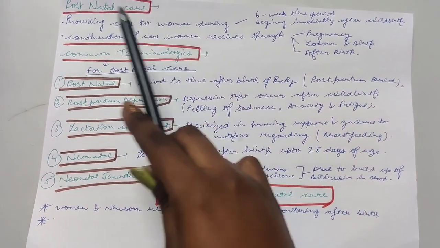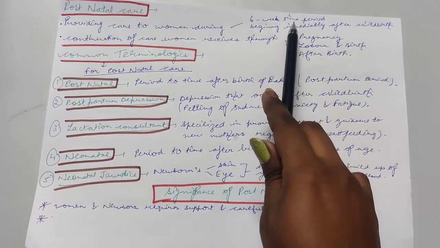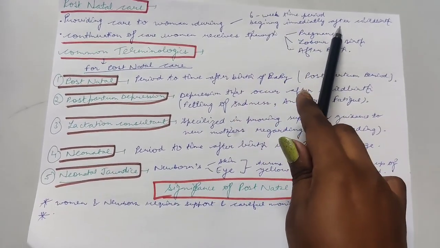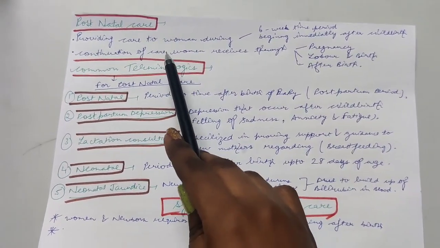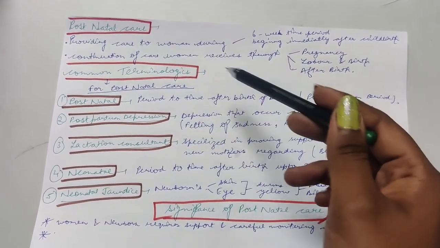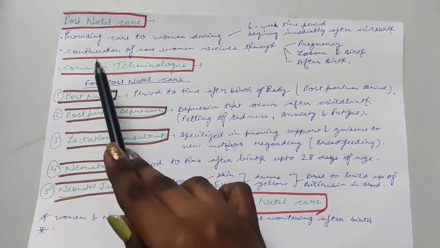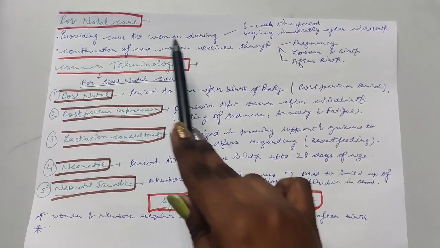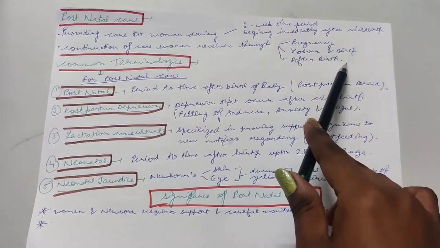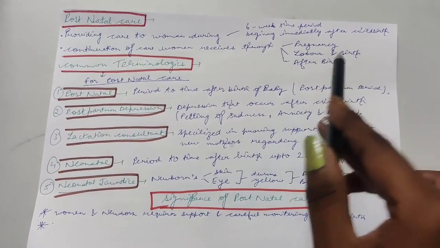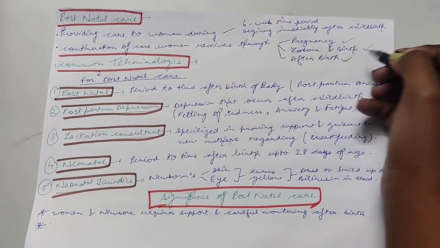Postnatal care, providing care to women during the six-week time period beginning immediately after childbirth. Postnatal care, in this we take care of the mother and the child when the baby is born from day 1 to the 6-week time period. Continuation of care the woman receives through pregnancy, labor, birth and after birth. It includes all 3 points: pregnancy, labor and birth, and care after the birth.